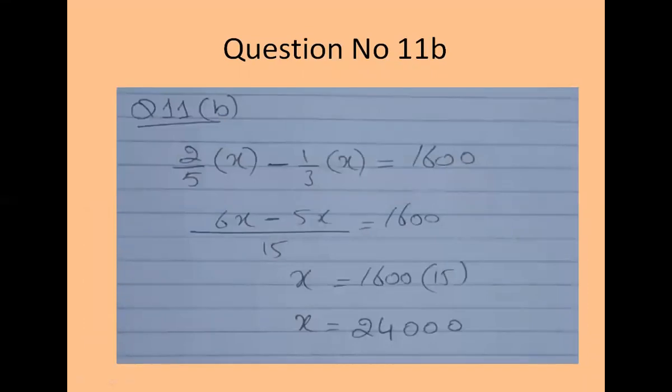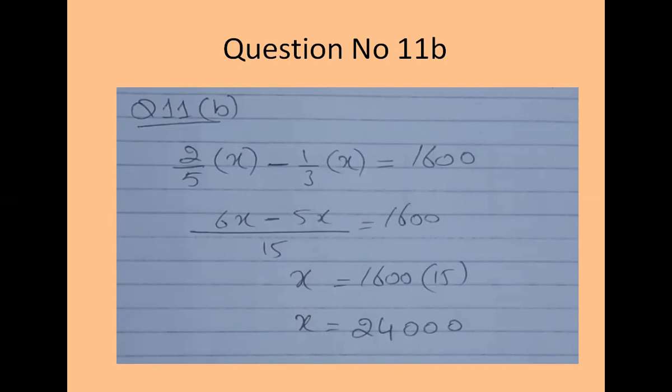Okay, suppose the total money to be paid is X. So 2/5 of the X minus 1/3 of the X equals 1,600. The difference between their shares in rent is 1,600. So you will have 2x by 5 minus x by 3. You take the LCM. The LCM will be 15.